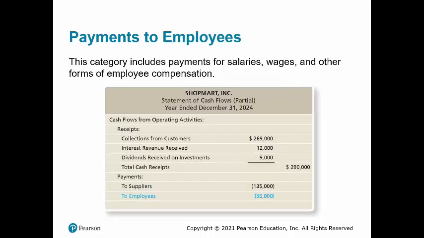The next item is payments to employees. This category includes payments for salaries, wages, and other forms of employee compensation. Accrued amounts are not cash flows because they have not yet been paid. The accounts related to employee payments are salaries and wages expense from the income statement and salaries and wages payable from the balance sheet. Because there isn't a salaries and wages payable account on the balance sheet, the salaries and wages expense account must represent all the amounts paid in cash to employees. So the statement of cash flows shows cash payments to employees of $56,000.